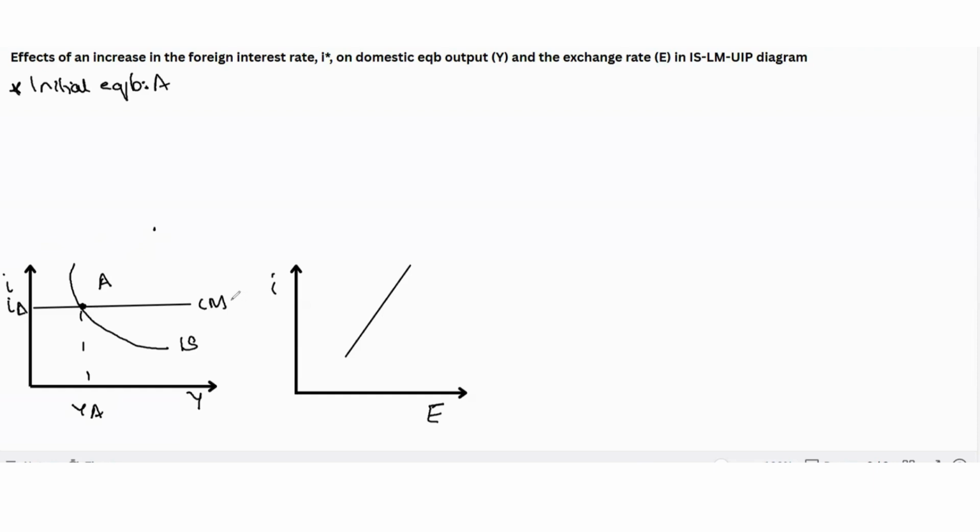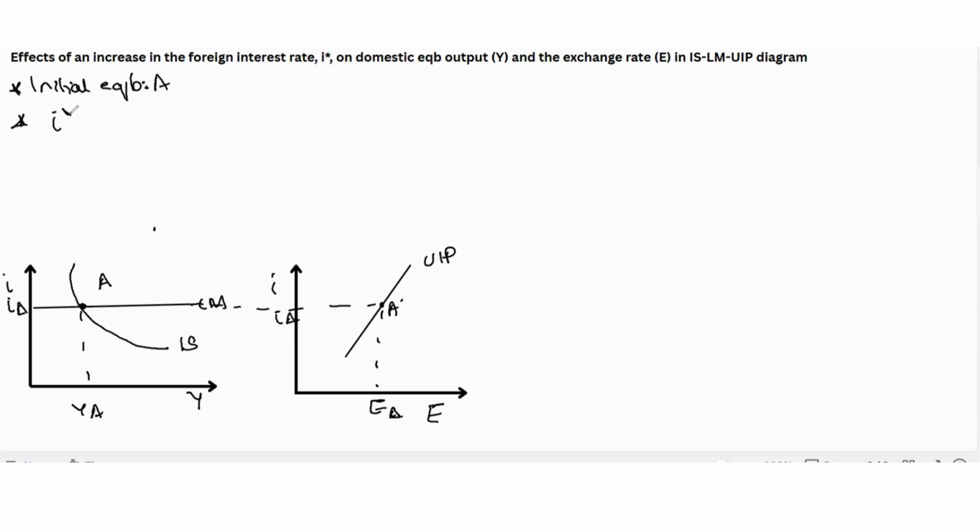And using the IS-LM figure, we can find out what the equilibrium exchange rate is for a given equilibrium interest rate in the IS-LM model. Given IA, the equilibrium interest rate in the IS-LM model, the UIP figure tells us the equilibrium exchange rate is EA. So this is the initial equilibrium. We've already looked in detail at this.